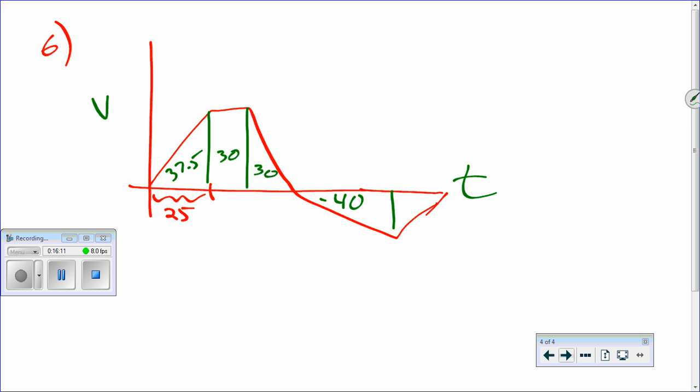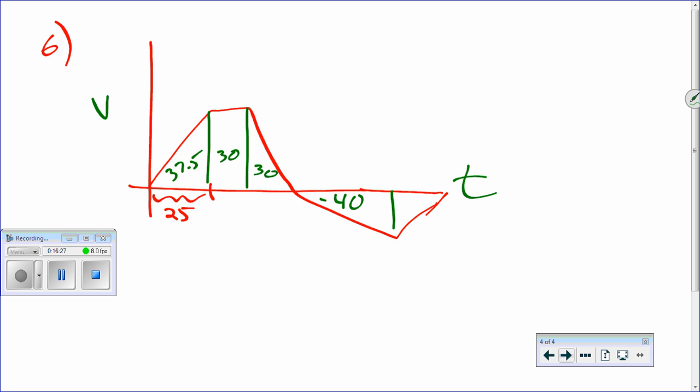Okay? So most people have the right idea there, I think. Just a couple little mistakes here. Area of a triangle is 1/2 base times height. Please don't forget the 1/2. All right, everybody good with 6?